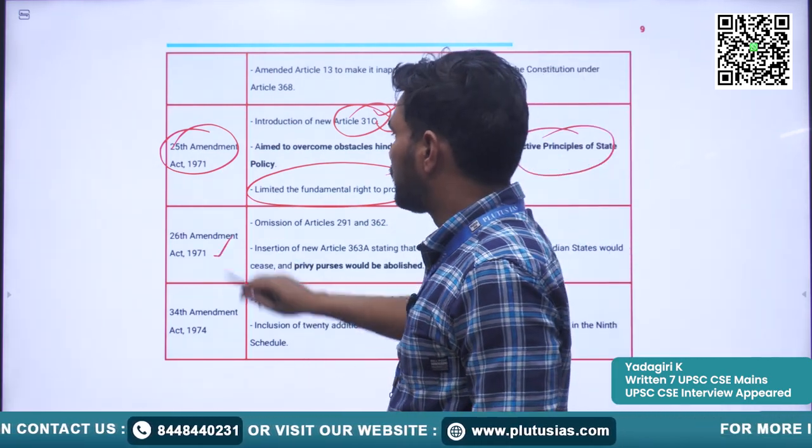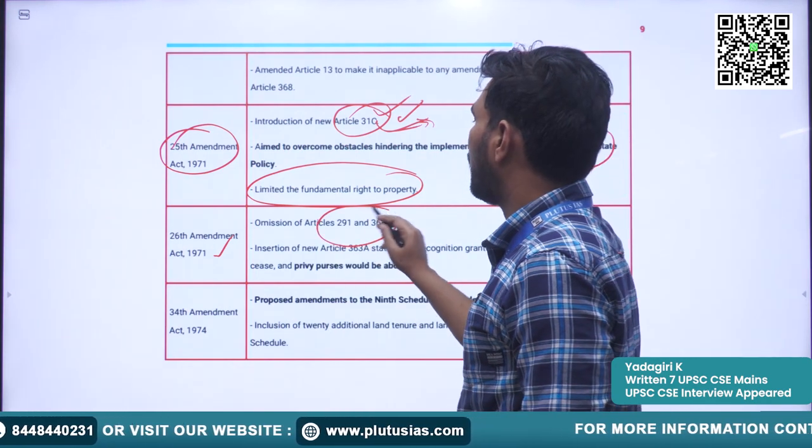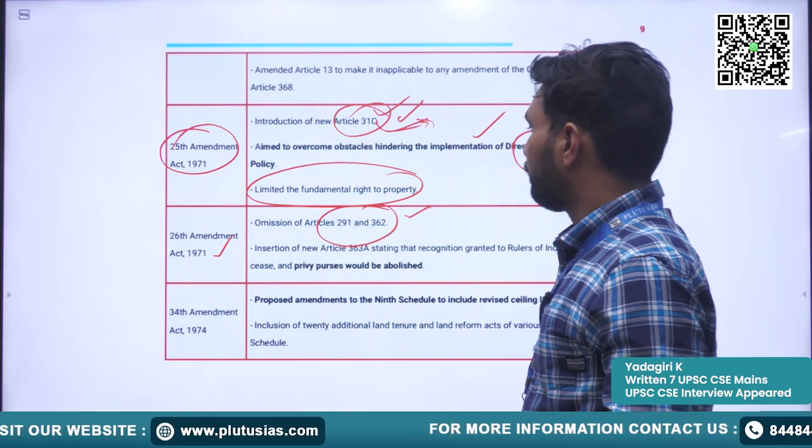Now we will see the 26th amendment. Basically, it omitted the articles 291 and 362.